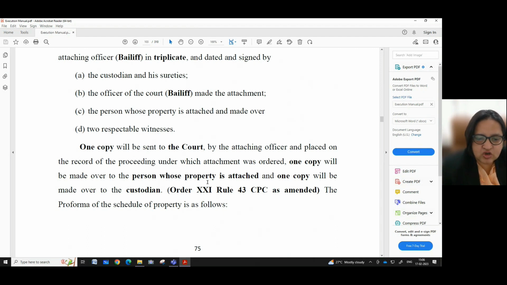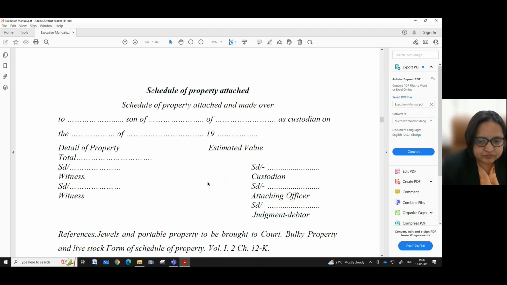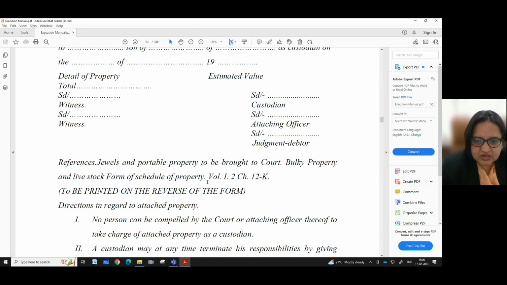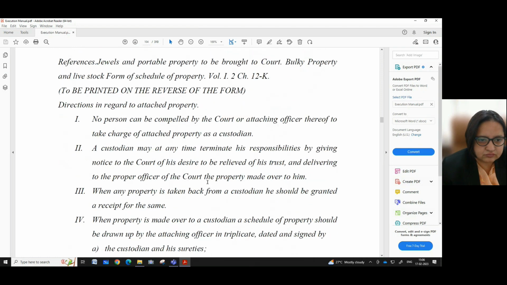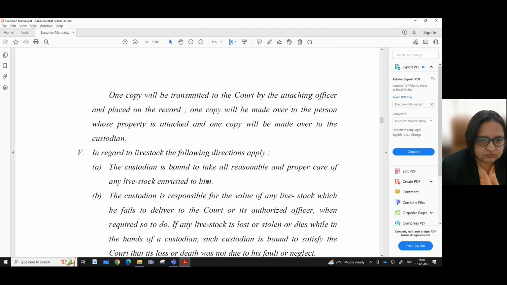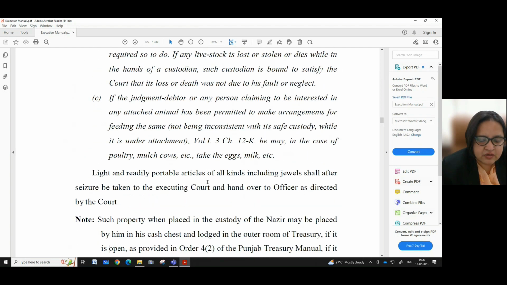The pro forma of the schedule of the property is also given in the manual under Volume 1, Chapter 12K. This is the pro forma.